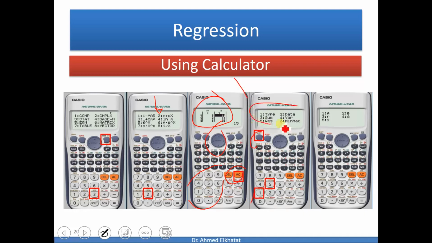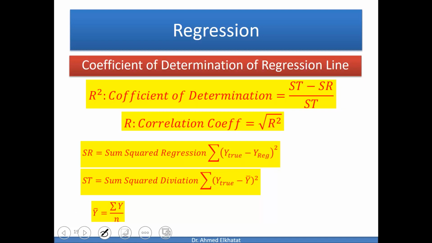to get this screen, okay. Then go to regression. This time we will choose A, B, and R. A is the intercept, B is the slope, and R is the regression coefficient. Regression coefficient shows how close your data is to the regression line, the best fit, okay.